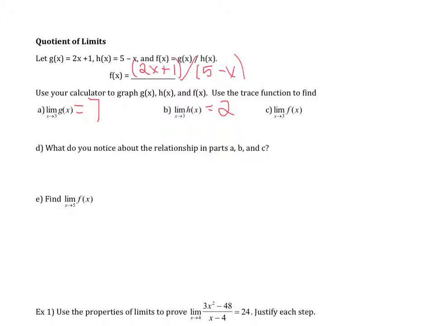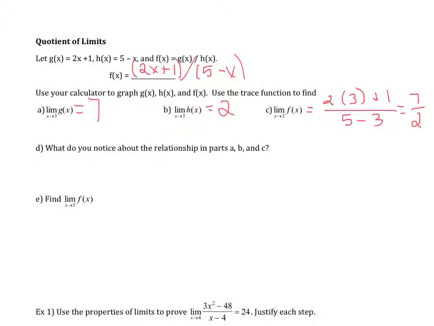Again, I'm going to go ahead and just use direct substitution. So when I do that, my numerator is going to be 2 times 3 plus 1, and my denominator is going to be 5 minus 3, which simplifies to 7 over 2. So again, my last question to you of the day is: what is the relationship between part A, part B, and part C? Answer part D, and we'll go over it tomorrow in class.